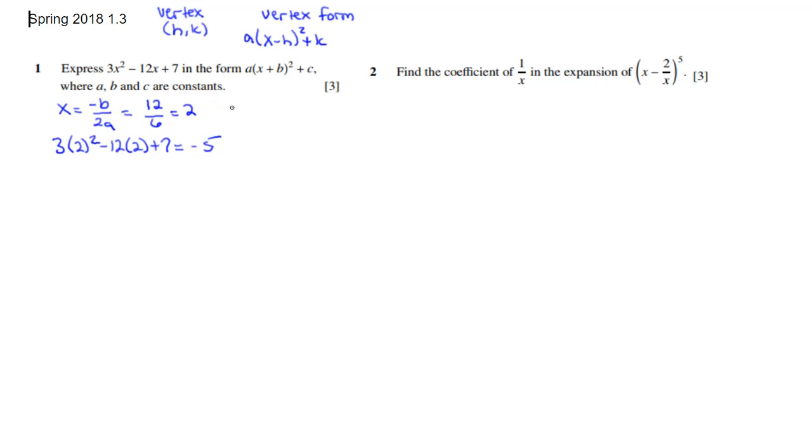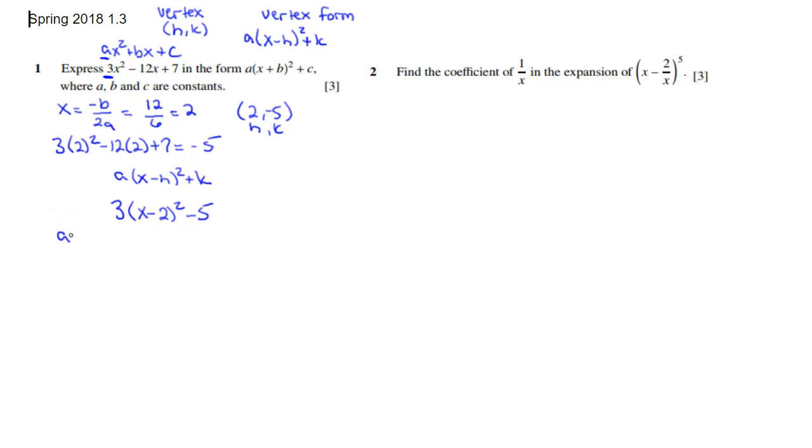So now that we know our vertex is (2, -5), which is our h and k, all I've got to do is plug it back into the formula: a times (x minus h) squared plus k. Now a is whatever it was in the beginning. It's the 3 in this case. So we just plug it in, and we're going to have 3 times (x minus 2) squared minus 5.